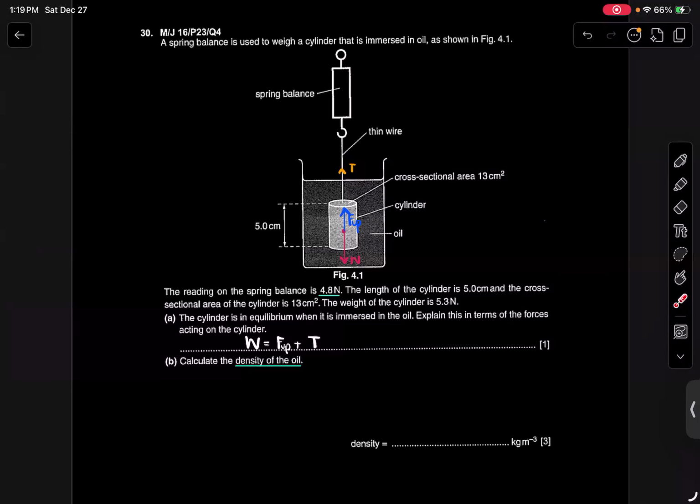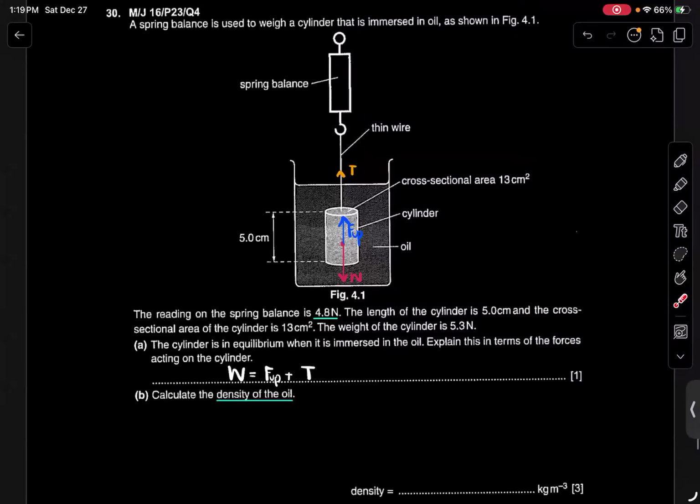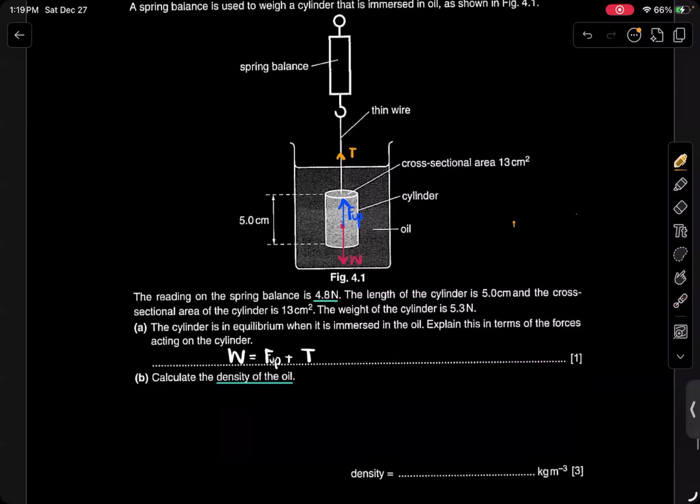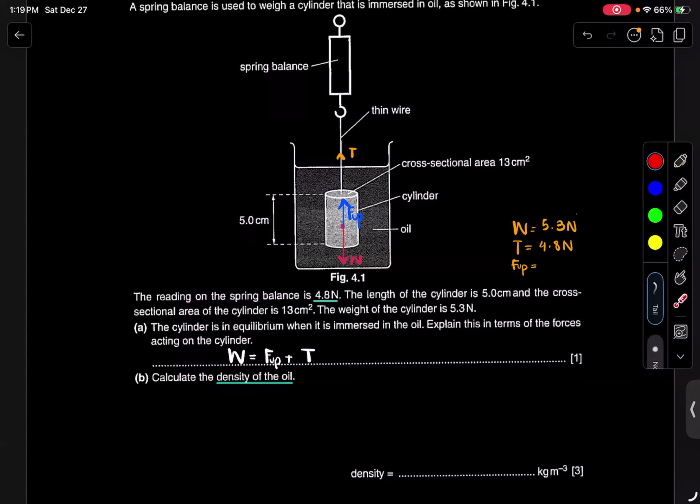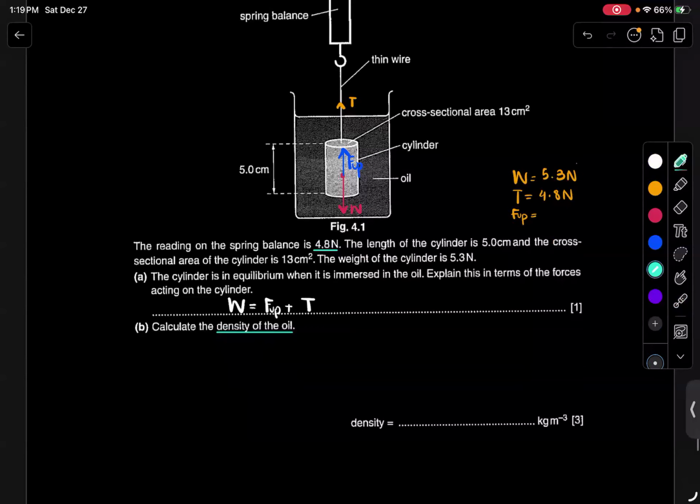Okay. So try to figure out what this is. So basically you know what weight is, which is 5.3 Newton. You know what the tension is, 4.8 Newton. You don't know what the upthrust is. And that's probably the key to your answer. You'll have a lot of information. You know that the length of the cylinder is 5 centimeter, and this cross section area is 13 centimeters square. Okay. This is a 3-mark question, but I think this should be like a 4-mark question. Cambridge is being brutal.